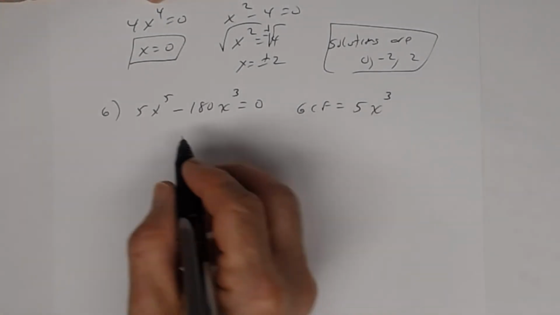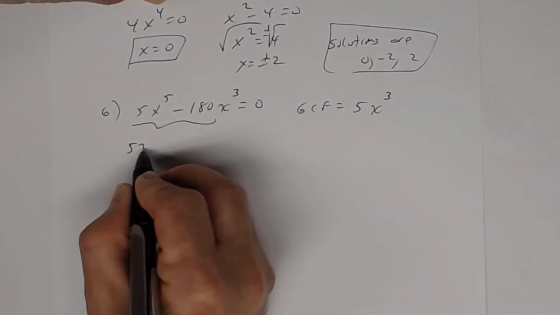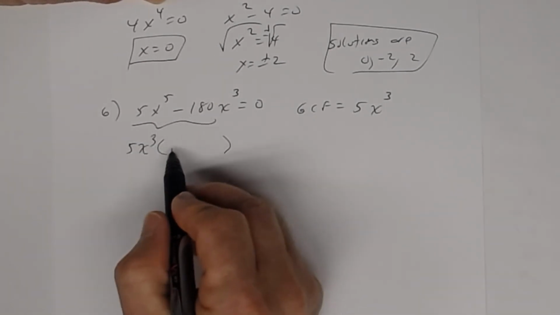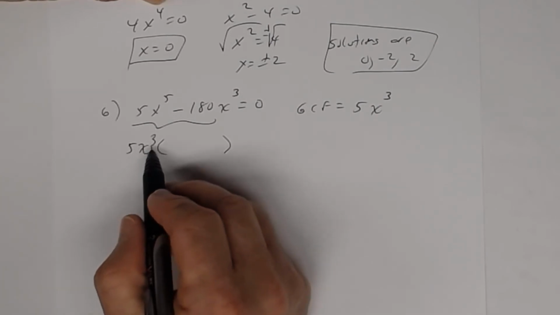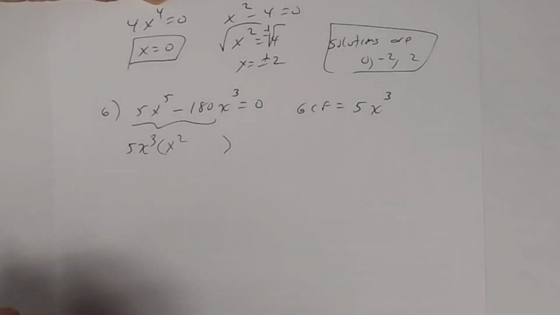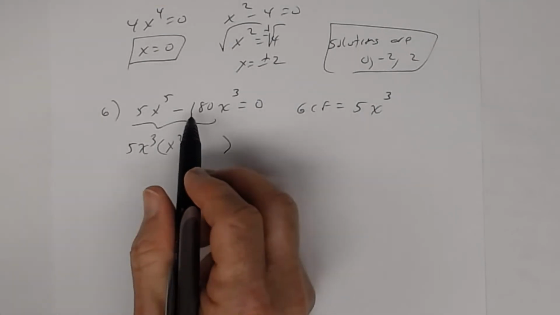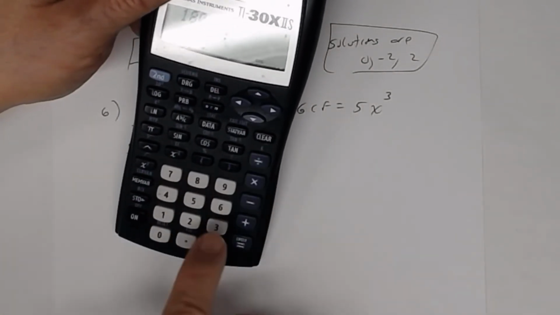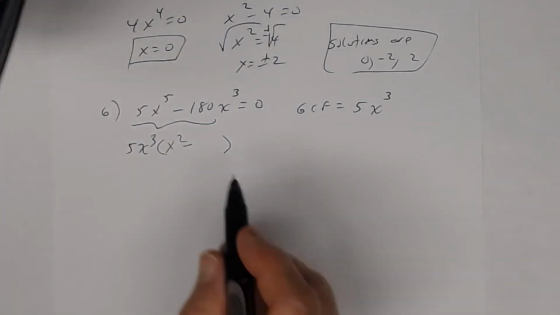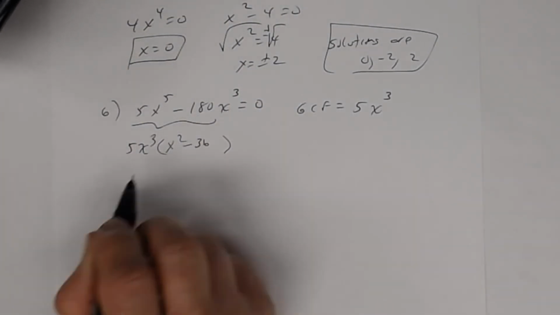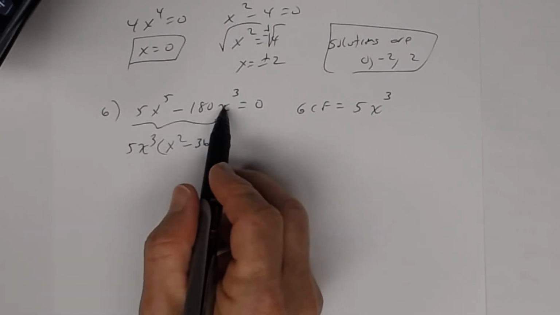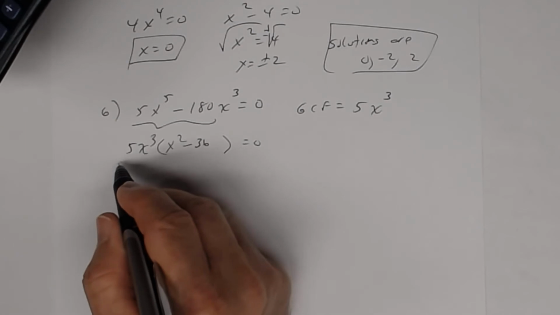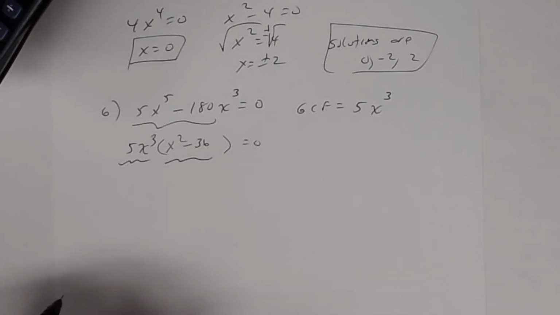So there's my GCF. So I'm going to rewrite this as the GCF times, and remember there are two terms, times some binomial. So 5x cubed times x squared is 5x to the 5th. Minus, use your calculator, 180 divided by 5 equals 36. So it'll be 36. So 5 times 36 is 180. And I took out all these x cubes, so that's all I need to put here. Equals 0.